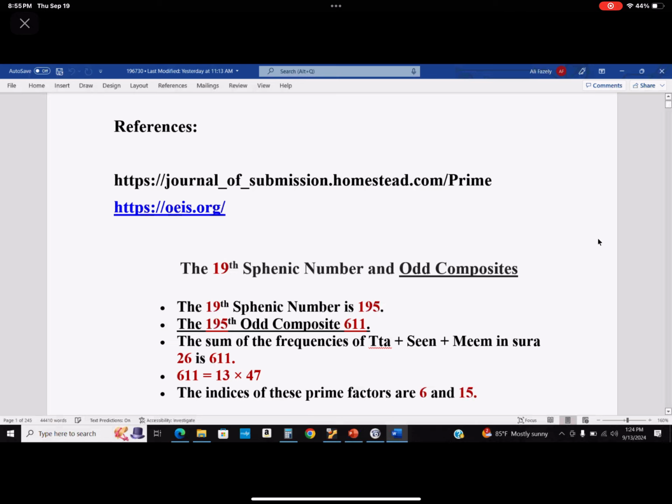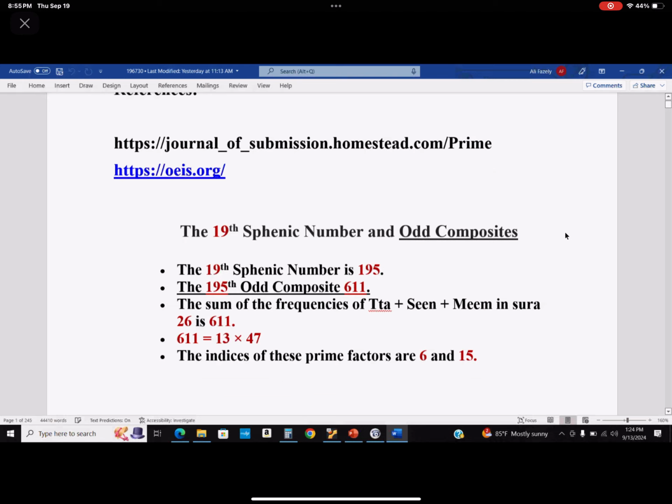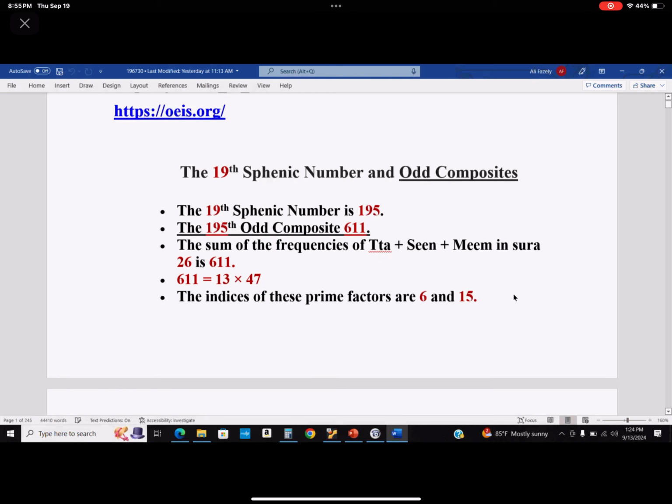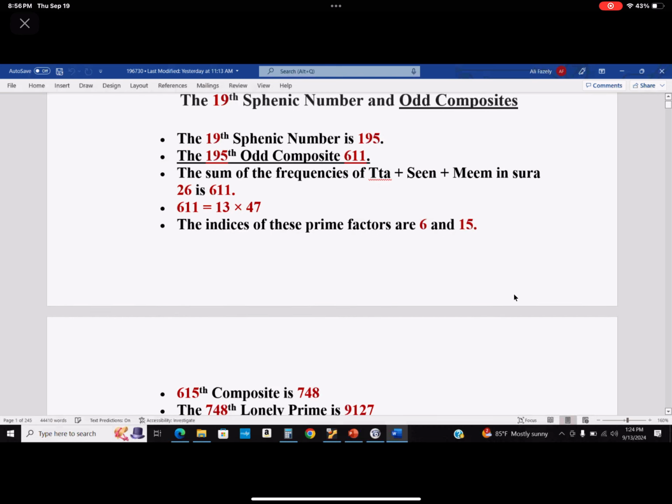We look at 611, and 611 is a biprime or semi-prime, 13 times 47. The indices of these factors are 6 and 15. However, 615 is the index of composite 748, and 748 lonely prime is 9127. So that's the mission that the Ta Seen Meem in chapter 26 has.